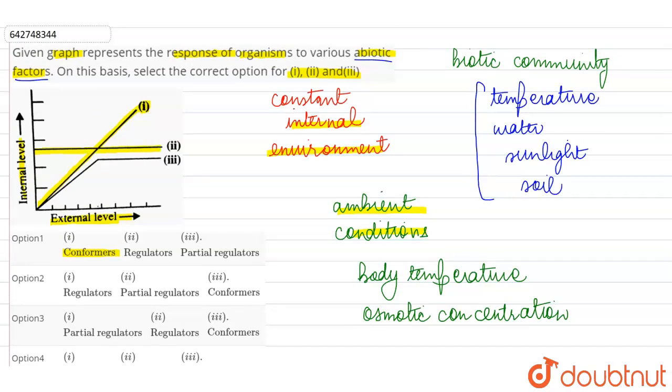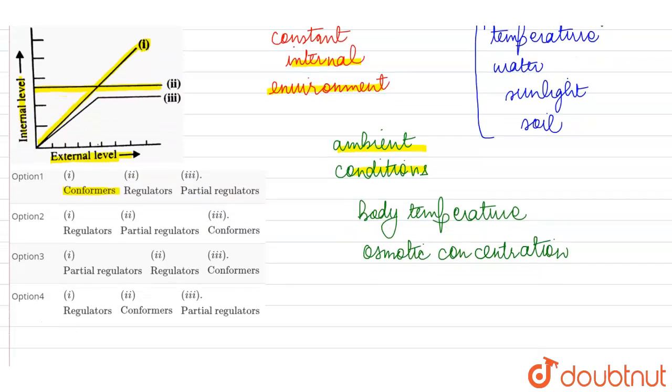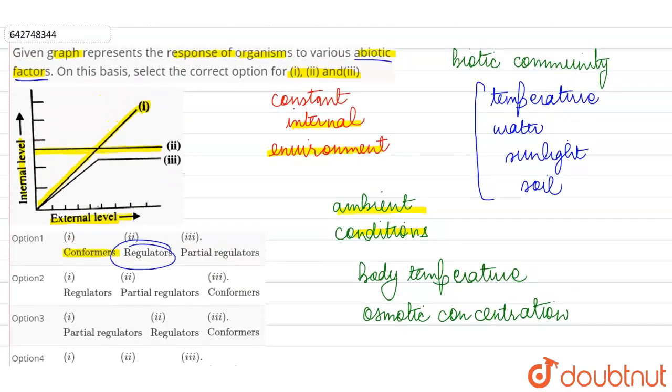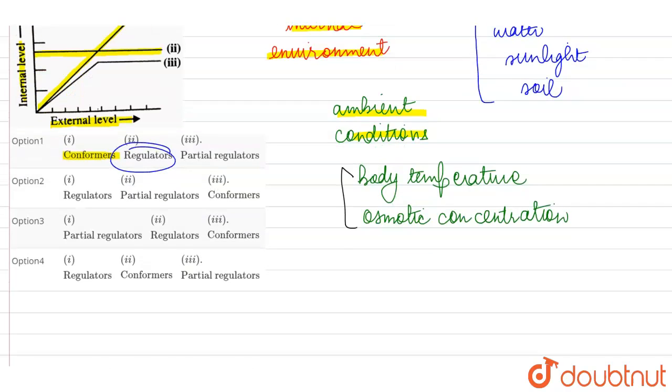Now the second curve which has been given over here, we can see how the external conditions are changing, but the internal level, the internal environment is the same. So such living organisms are known as the regulators, which have the ability to maintain a constant internal environment despite changing ambient conditions, or we can say they are able to maintain homeostasis.